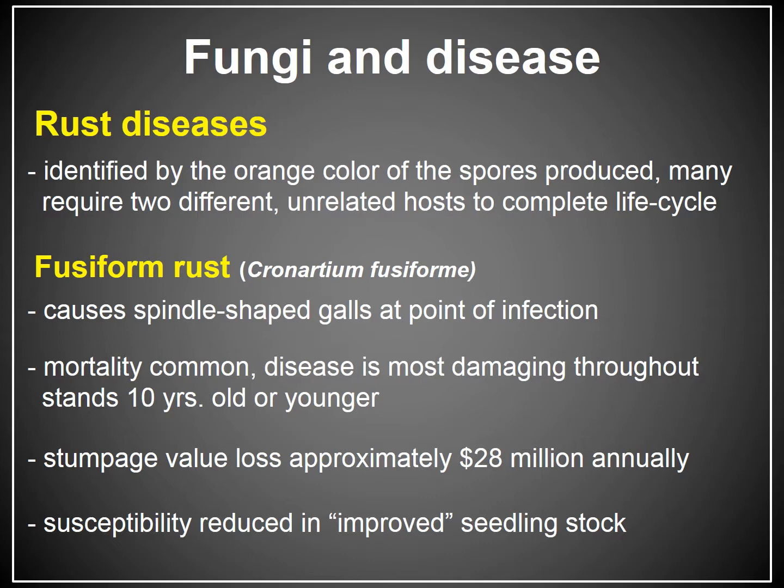This disease causes spindle-shaped galls at the point of infection. The infection essentially girdles the stem, damaging the vascular system of the tree. The disease is most damaging of young trees less than 10 years in age that still have relatively narrow stems. The annual financial loss to landowners as a result of this fungus is estimated to be around $28 million. And so that's on average $28 million a year in lost revenue to landowners because of the damage caused by this fungus. Because of this, forestry researchers have put a lot of time and financial resources into studying this disease.